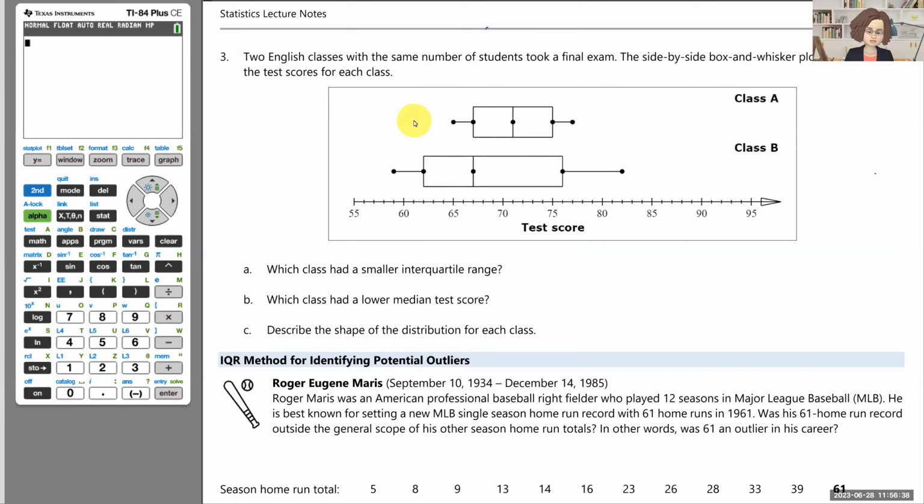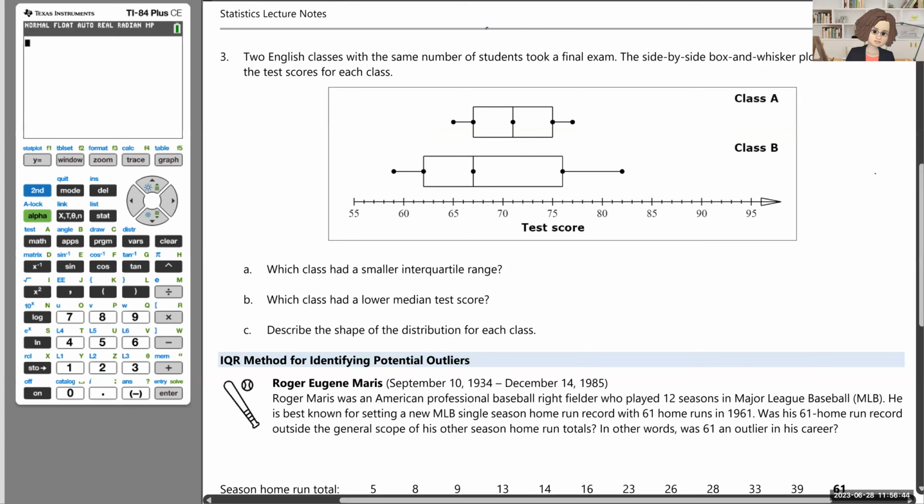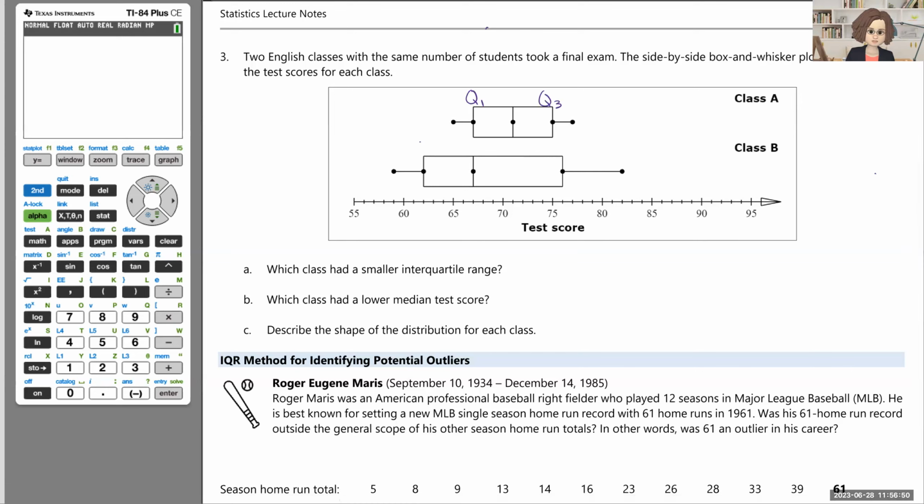I'll go ahead and label the components that make up a box plot here. Starting with the box, the left side of the box is Q1, the right side is Q3. So that's the box part of a box plot. That line inside of the box is Q2. And just a reminder, Q2 is equivalent to the median of the data set.